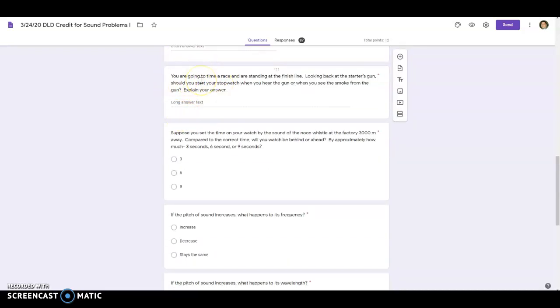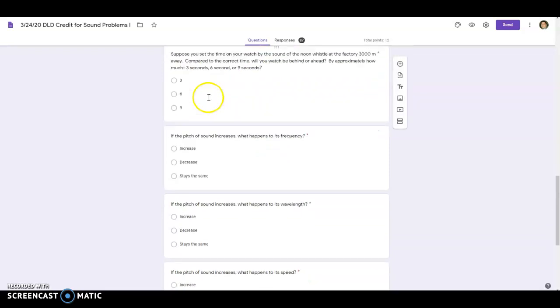If you're going to a race and you're going to time the race and you look back at the starter's gun, should you start the stopwatch when you hear the gun or when you see the smoke? Hopefully you did a little bit of Googling and looked at the notes that I provided. The notes indicate that sound moves a lot slower than light. So seeing the smoke from the gun is going to be a better time to start the timer than hearing the gun go off, because the light will reach you hundreds of thousands of times faster than the sound of the gun.